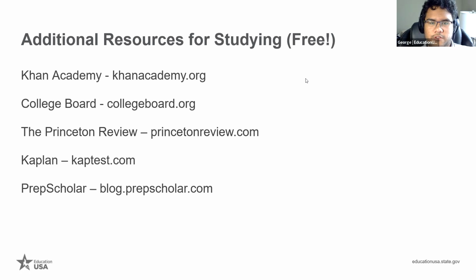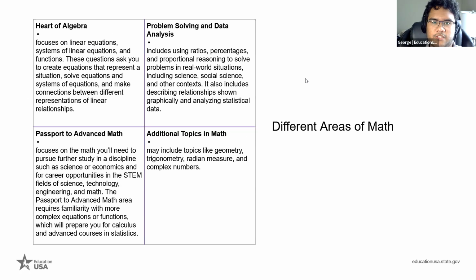So let's get into the different areas of math that will be tested on this part of the exam. The first one here is the heart of algebra, and for each of these topics, I'm going to go into more detail as we continue, but I'm just going to give a brief rundown of them right here. So for the heart of algebra, it's primarily focusing on linear equations, solving systems of linear equations, and functions. These kinds of questions generally ask you to create equations representing some situation, solve equations and systems of equations, and make connections between different representations of linear relationships, like direct correlations and stuff like that.